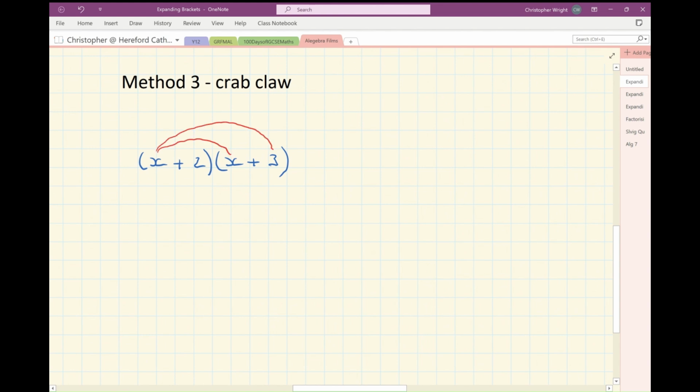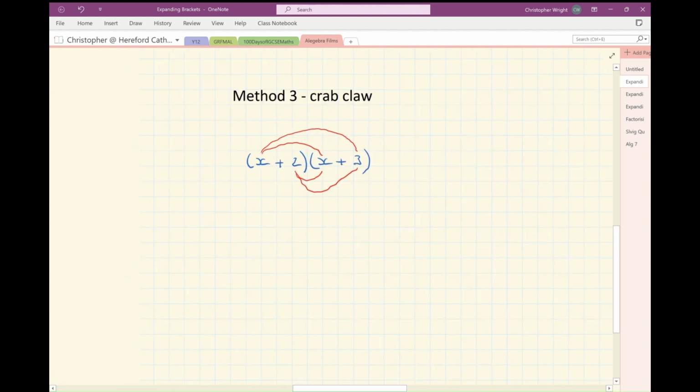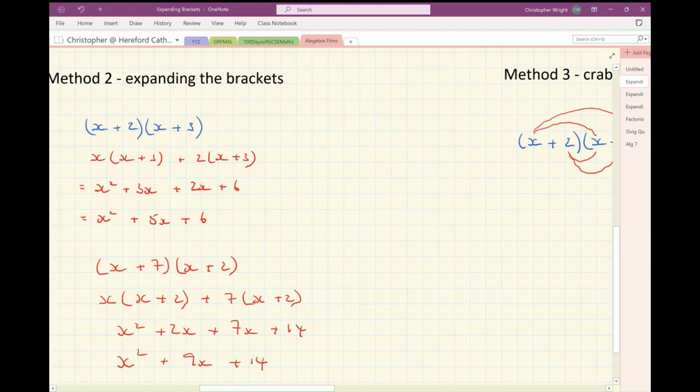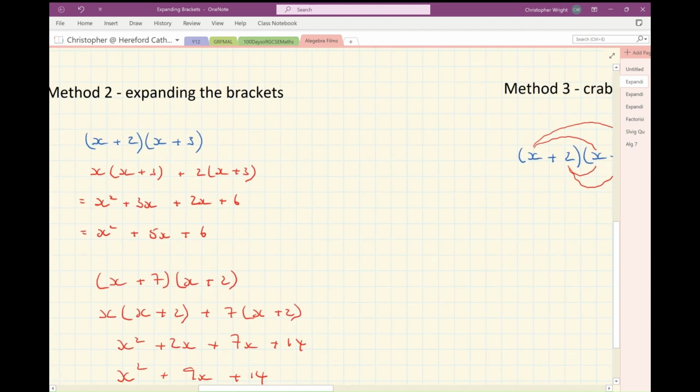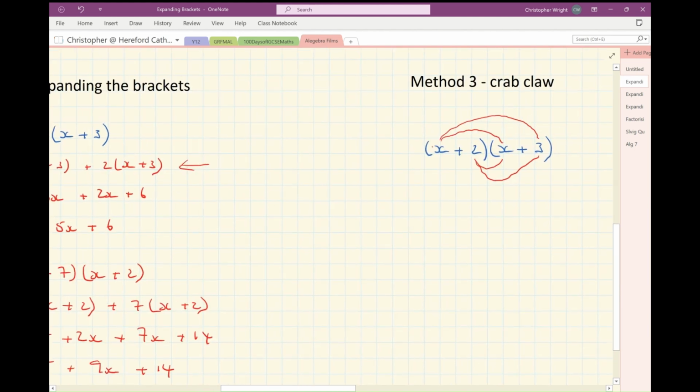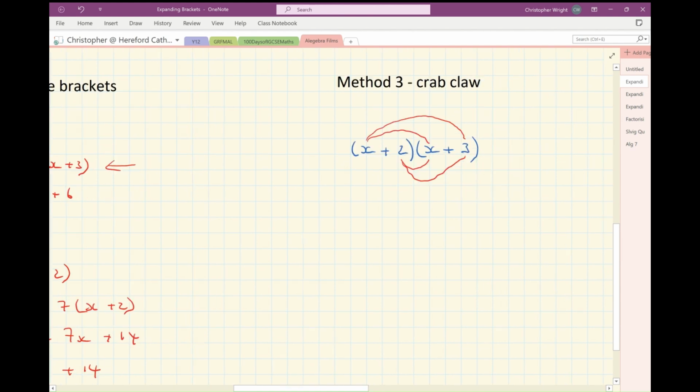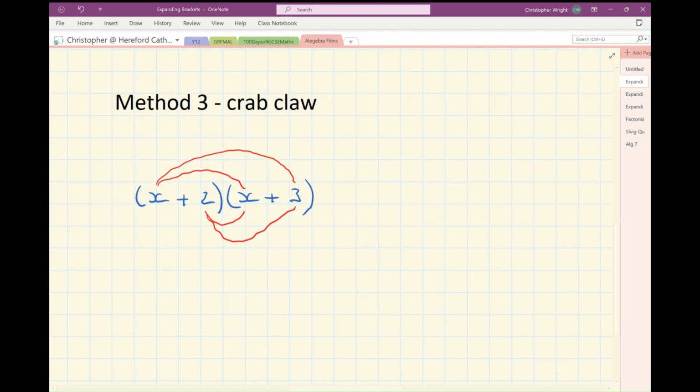This is x lots of x plus 3. And I'm going to do 2 times x and 2 times 3 because it's 2 lots of x plus 3. So that picture there, many people think looks like a crab claw, and hence the name of the method. And this method is just like that. I've done x times x plus 3 and 2 times x plus 3 here. And here I'm doing x times x plus 3 on the top and 2 times x plus 3 on the bottom.